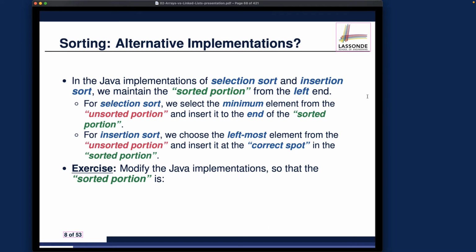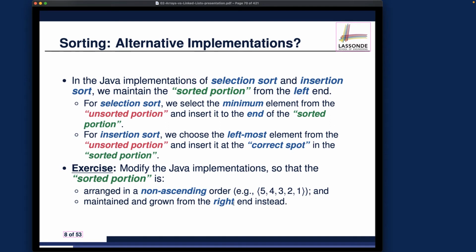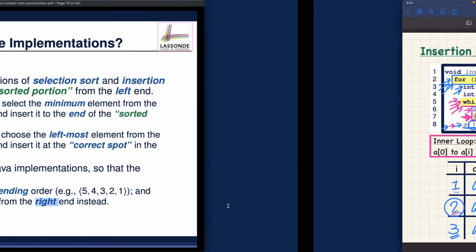You may just want to modify the source code I gave to you. I'll show them to you on Eclipse very quickly, and then I want you to modify in the following way. We want to arrange in a non-ascending order rather than non-descending order. Number one, that's what we want to sort into. Number two, rather than maintaining the sorted area on the left, we want to maintain the sorted area from the right. What do I mean?